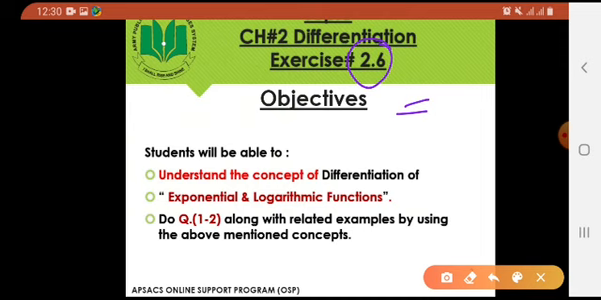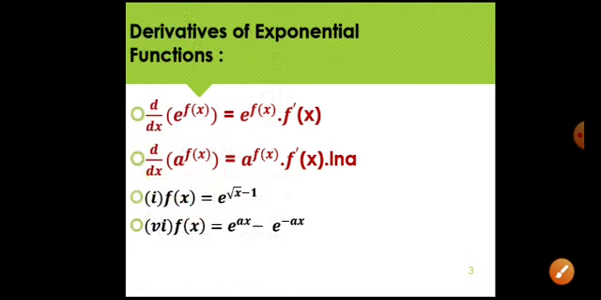Today we will be learning about differentiation of exponential and logarithmic functions, right? In the previous exercise we learned about differentiation of trigonometric functions and inverse trigonometric functions. Here we will be learning about differentiation of exponential and logarithmic functions, and then we will be doing, inshallah, questions number 1 and 2 along with the examples to get to know about this concept. The total questions of this exercise are just 3. So let us get started.